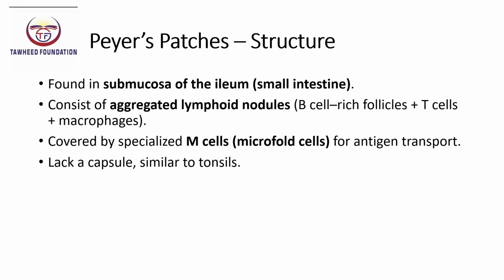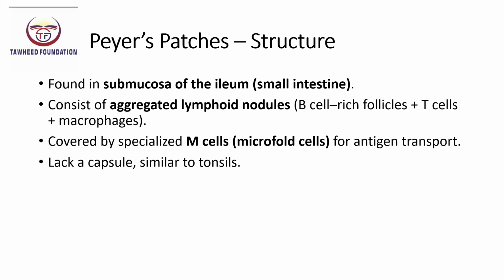Next is Peyer's patches structure. Peyer's patches are specialized aggregates of lymphoid tissue found in the submucosa of the ileum, part of the small intestine. Structurally, they contain multiple lymphoid nodules, each composed of B cell rich follicles surrounded by T cells and macrophages. Overlying the Peyer's patches are specialized epithelial cells known as M cells or microfold cells, which function to transport antigens from the intestinal lumen to the underlying immune cells.